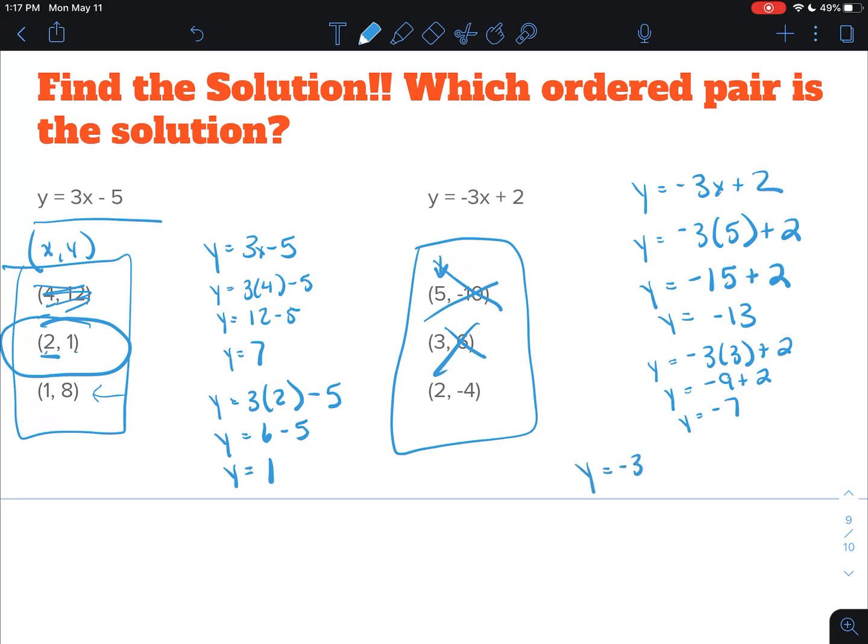Oh boy, hope it's the last one. So y equals negative 3 times 2 plus 2. y equals negative 6 plus 2. And good thing, negative 6 plus 2 is negative 4. So that right there is the solution to this equation, okay?